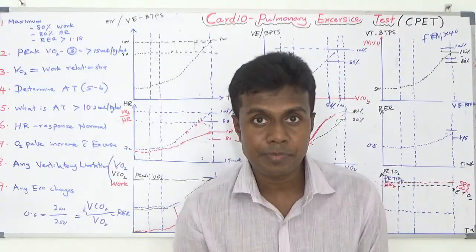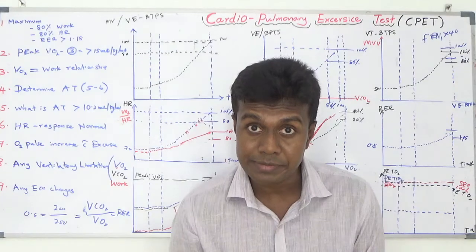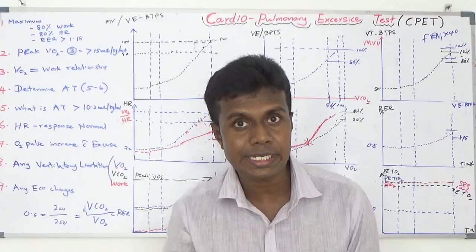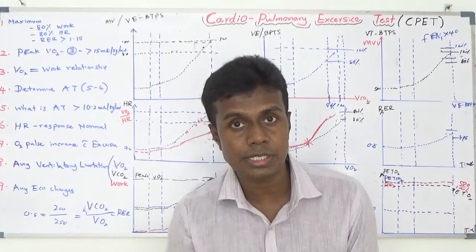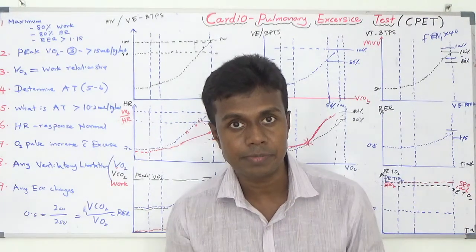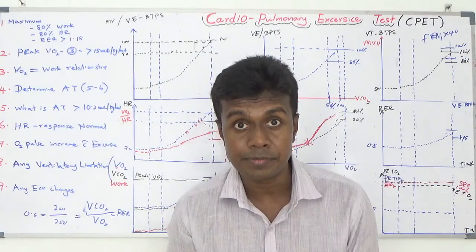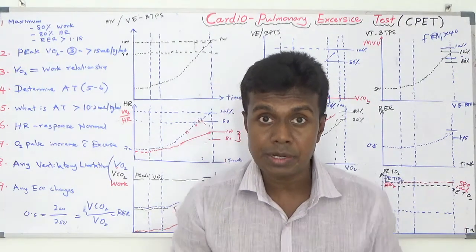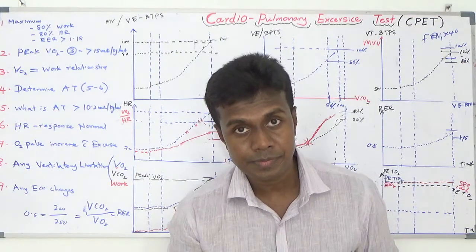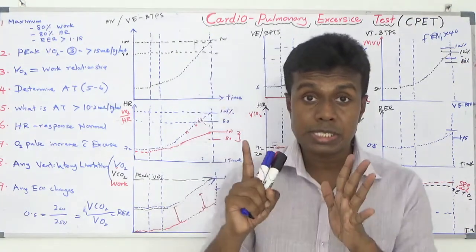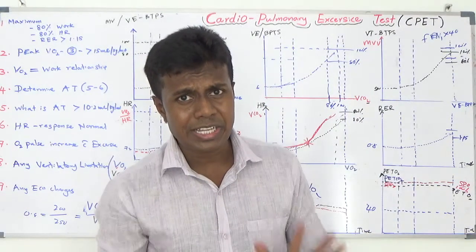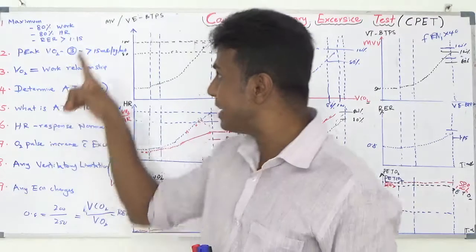ST depression above 1 millimeter in 2 adjacent leads, or 2 millimeter ST depression in a single lead, is considered significant. Any T inversion or any arrhythmia is considered significant. So this is the 9 panel plot of the cardiopulmonary exercise test. I think it is dangerously easy. I will repeat it rapidly.